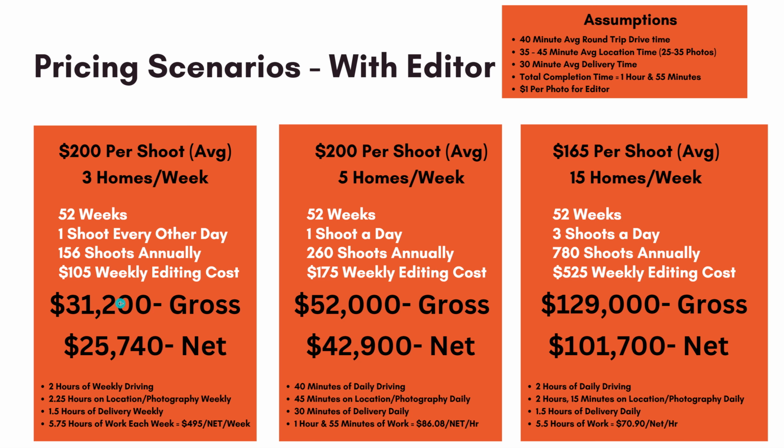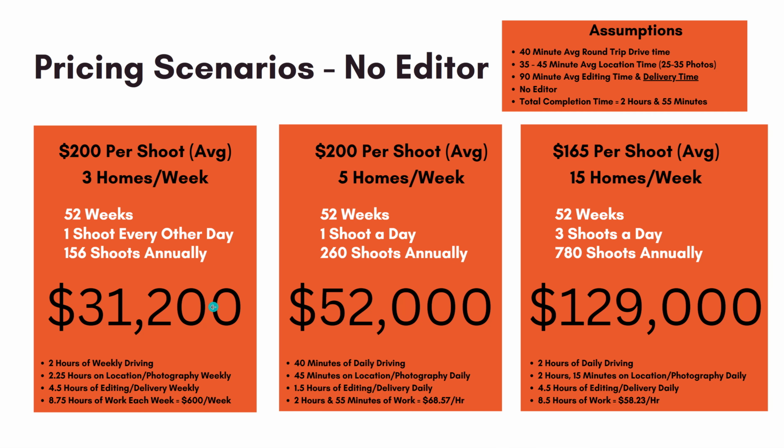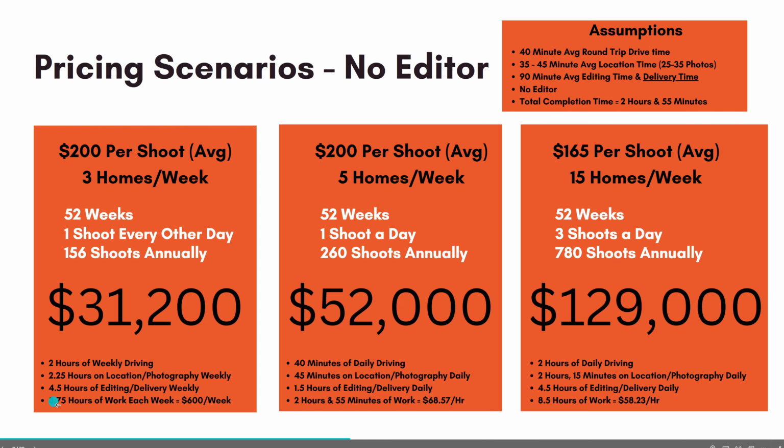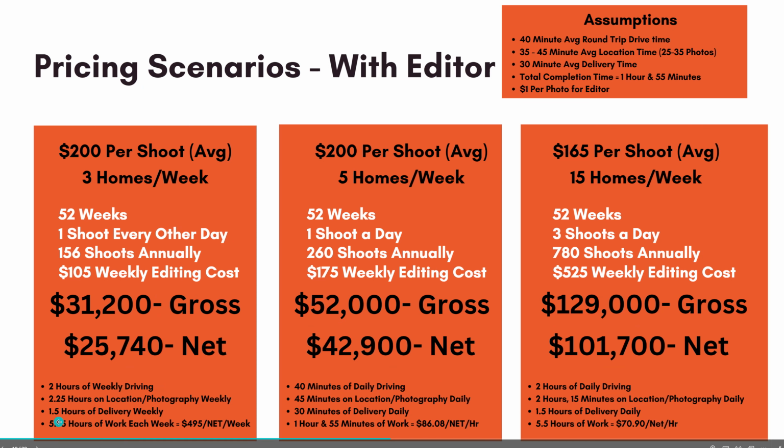and you're going to gross 31,000. All right, you're going to bring in, and then after you pay your editor, you're going to be making 25,000. Now you might say, well, geez, that's a lot less, Jason. But look at how much you're working. You're working 8, almost 9 hours, and you're working 5, almost 6 hours. So you're bringing in about 500 a week, but you've got a lot more free time. Okay, now watch how it works as soon as we get into more shoots here.